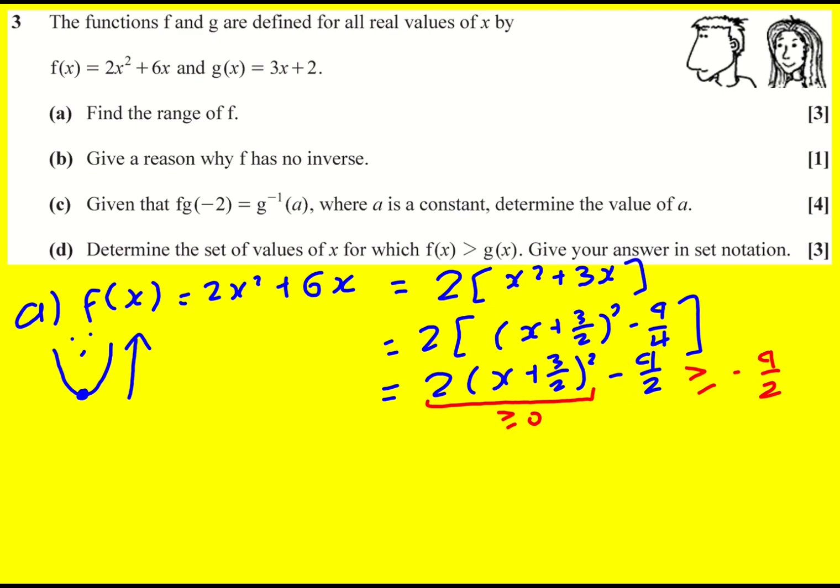Otherwise, it's always going to be bigger. And that is the range. f of x must be greater or equal to minus 9 over 2.